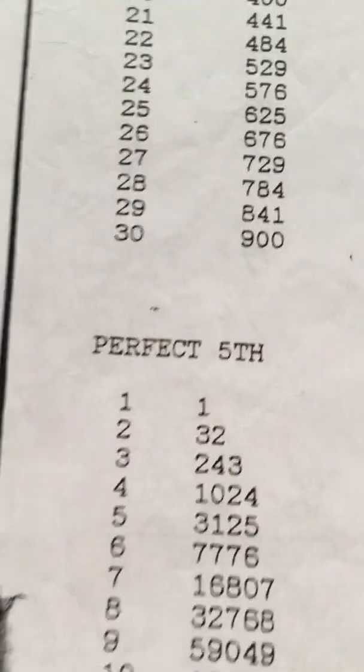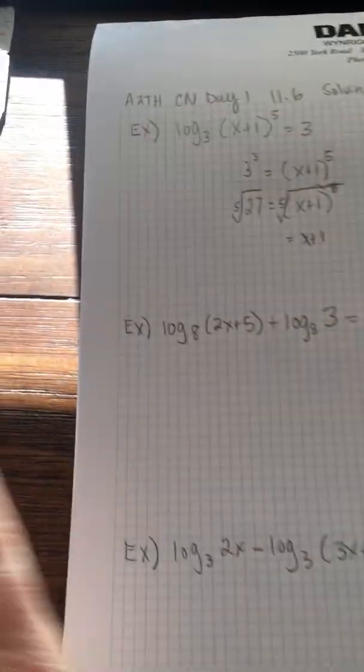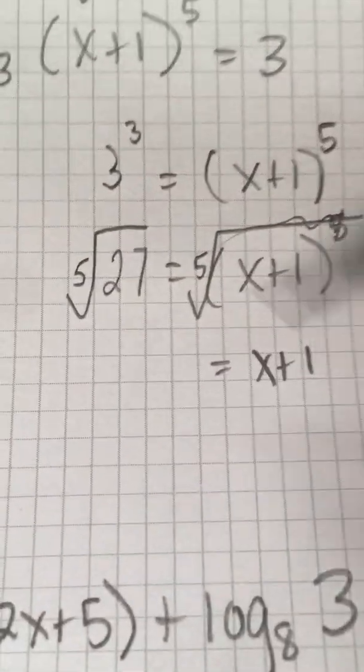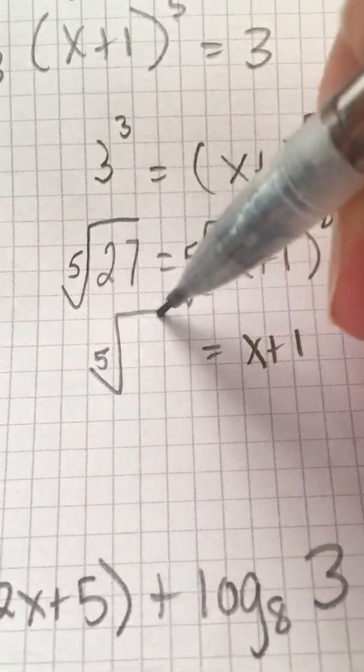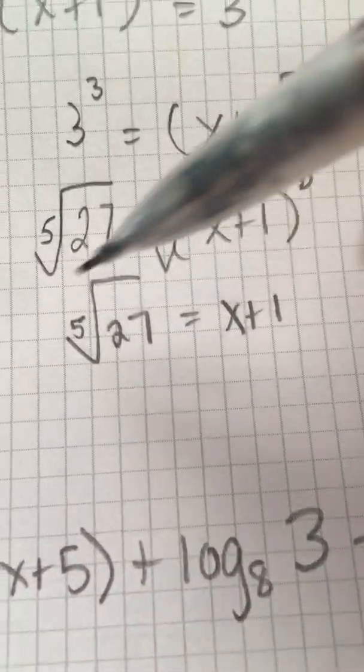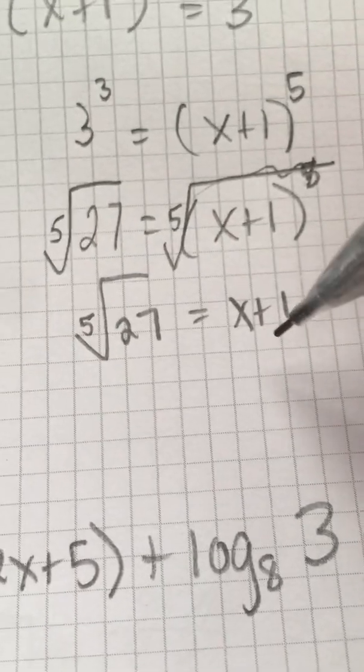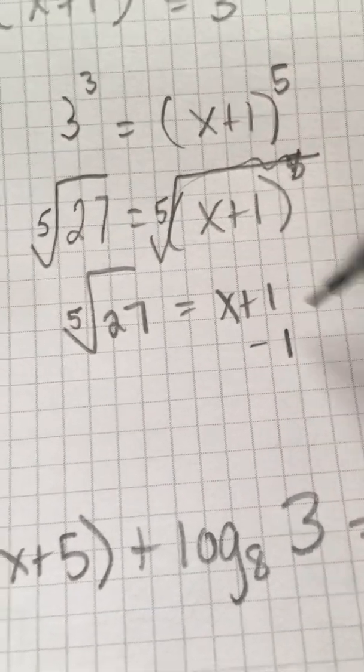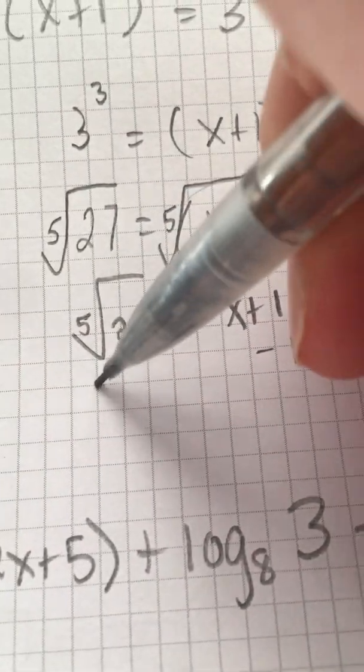So I'm going to go to my perfect fifths, and 27's not here. So I'm going to get decimal answers here, and that's okay. In 11.3, when we solved logs, we just had exact values. And so, seeing that some log equations could have decimal answers, I'm going to subtract over the 1.